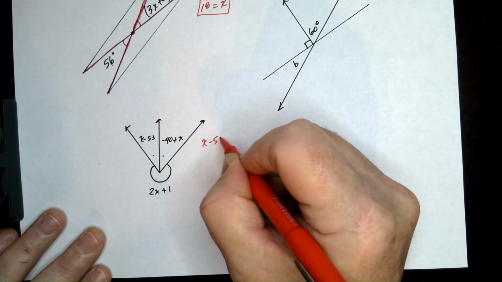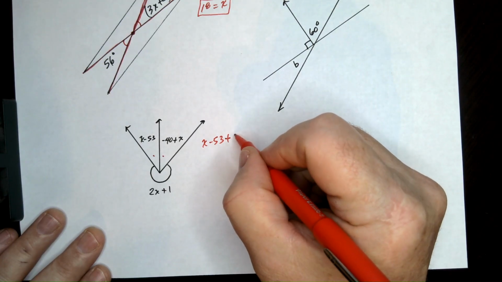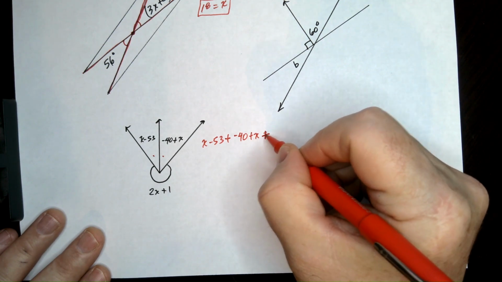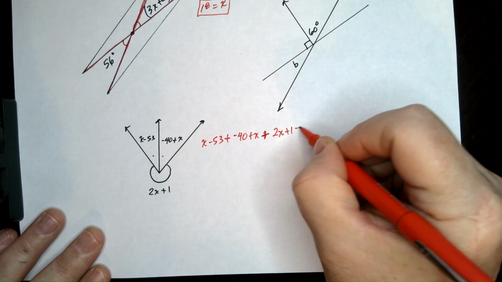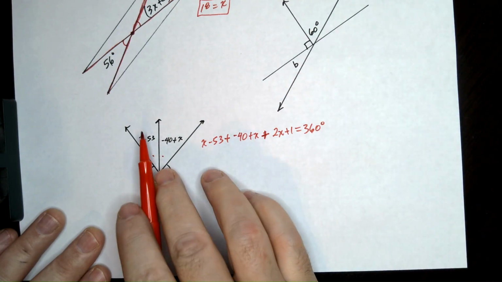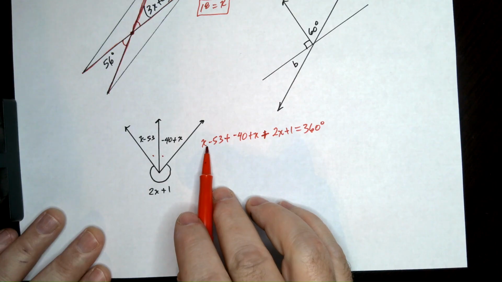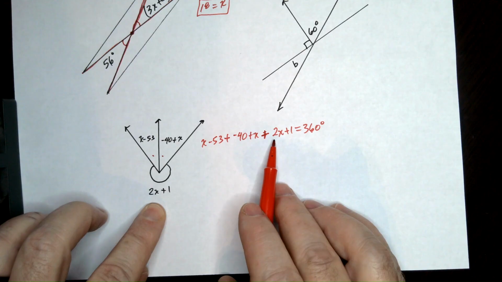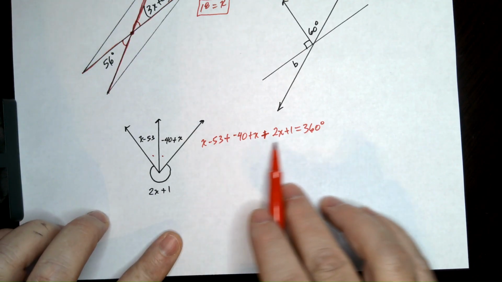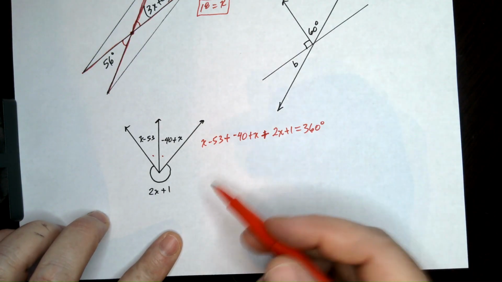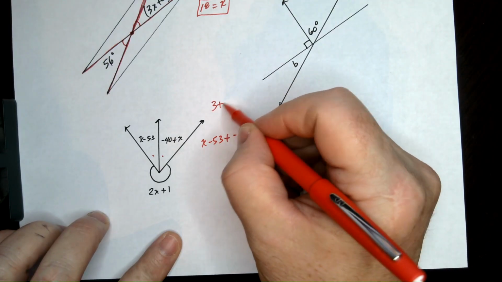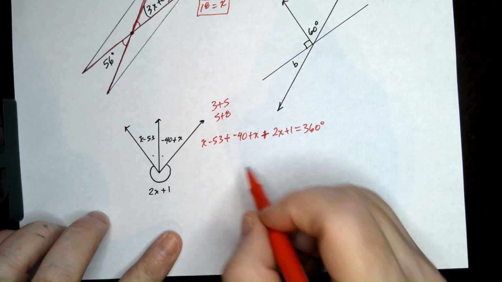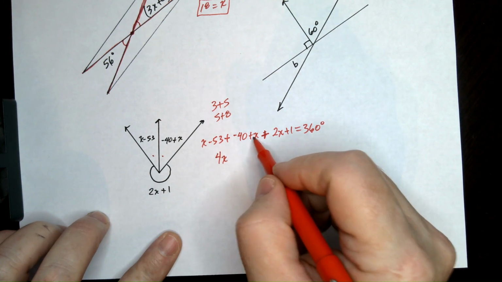So x minus 53 plus, I've got negative 40 plus x plus 2x plus 1 equals 360 degrees. See, this angle plus this angle plus this angle. So x minus 53, negative 40 plus x, and 2x plus 1 equal 360. Now, because all of these are on the same side, I can just rearrange the order. They're all adding. So, you know how you could do 3 plus 5 is the same as 5 plus 3. You can rearrange it. So I have 1x plus 1x plus 2x. That's 4x. See? 1, 2, 3, 4.